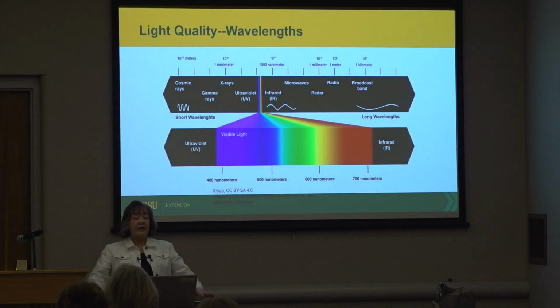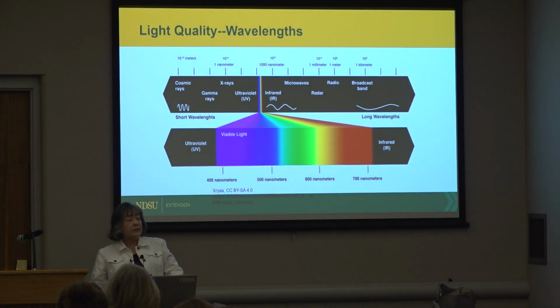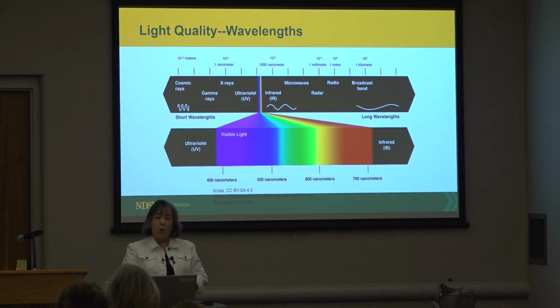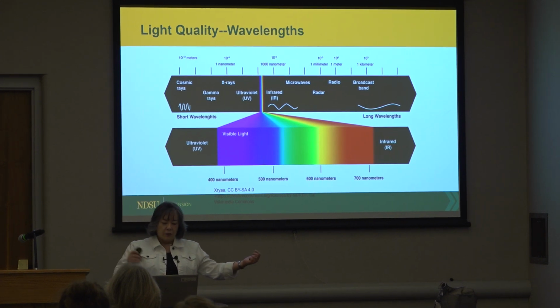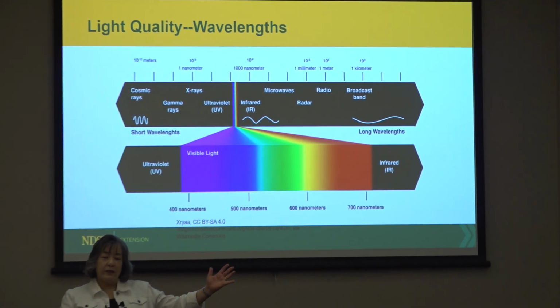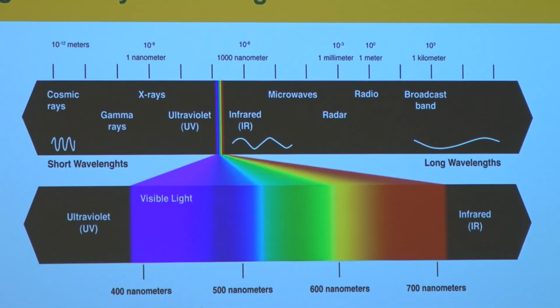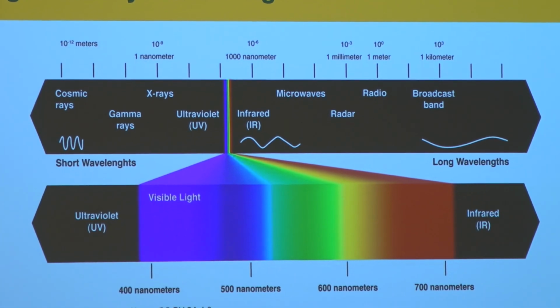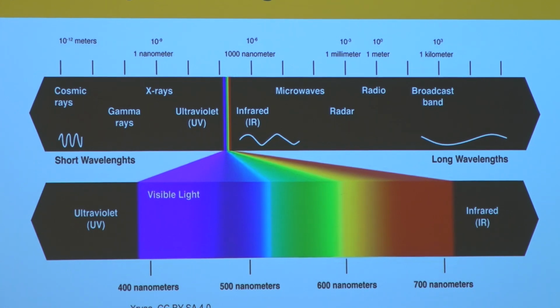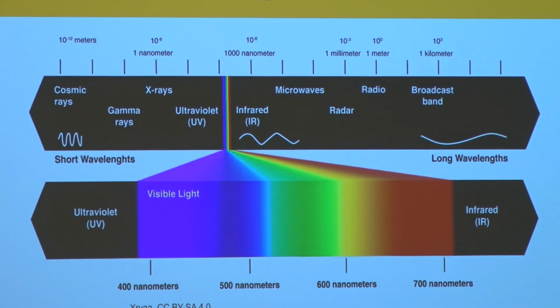So first off is light quality. We're going to discuss the different wavelengths that are important. As you look at this chart, first focus on that top bar. On that top bar, as we go from left to right, we've got the shorter wavelengths on the left-hand side, the longer wavelengths on the right-hand side, and the visible spectrum is that little sliver in the middle.